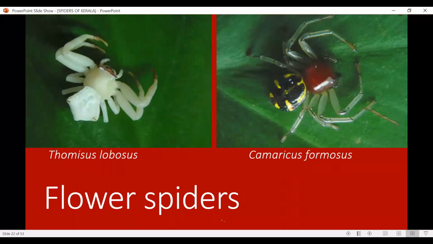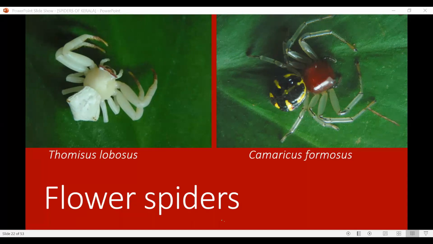They are known as the flower spiders, and these belong to the family Thomisidae. Two species are shown here. One is Thomisus lobosus. Another is Camaricus formosus. These species are generally known as flower crab spiders because if you use the term crab spider, Heteropoda is also known as a crab spider. It is known as a giant crab spider. So to make it more unambiguous, we are using the term flower crab spiders. They are called crab spiders because they move sidewise, in a crab-like manner.